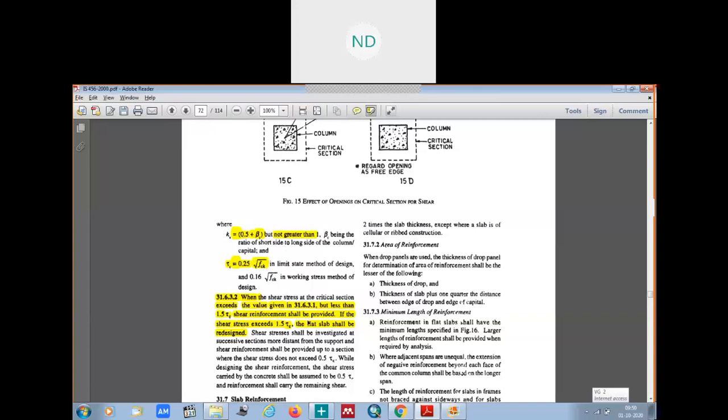1.5 tau c, it will be less, so we are providing the shear reinforcement. But if the shear stress exceeds 1.5 tau c, then the flat slab shall be redesigned. We have to change all the dimensions, the overall depth, the reinforcements which we are taking, everything. We have to redesign everything, if your tau v is greater than tau c dash and that value exceeds 1.5 tau c.